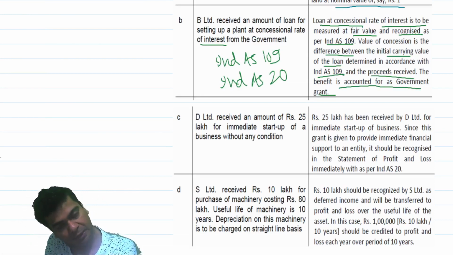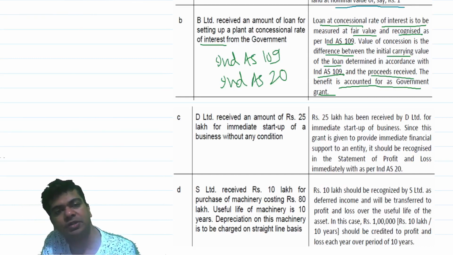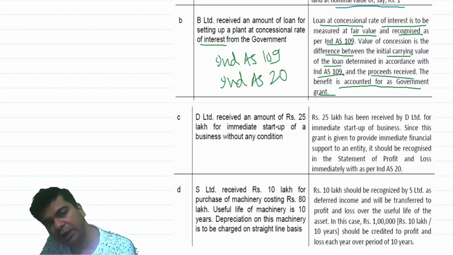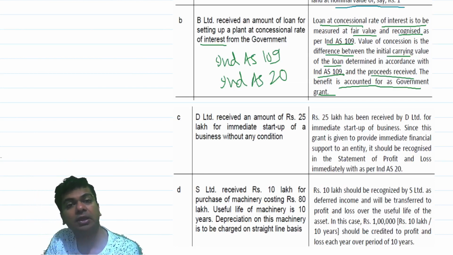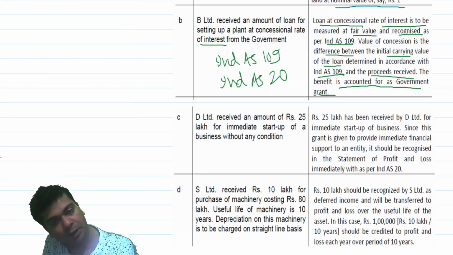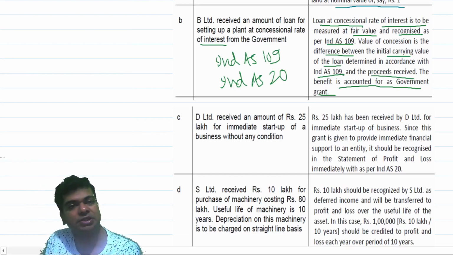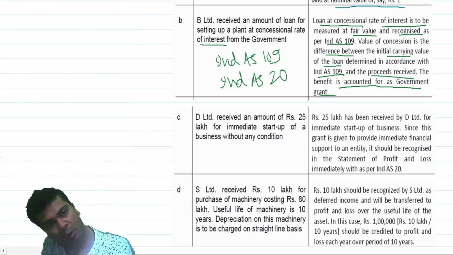We are simply leaving it over there. We are simply saying that the benefit is the government grant. How that grant will be treated, no information is given. If it is given to us that this loan will be ultimately used for acquisition of a depreciable asset, then we can give further treatment of the government grant. Here we are simply suggesting that this is how the amount of government grant will be computed.